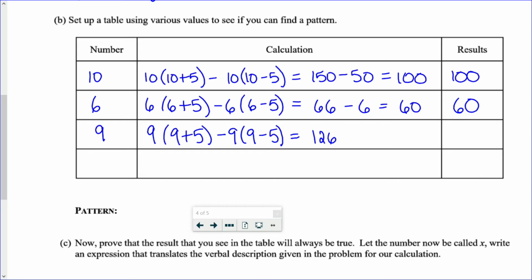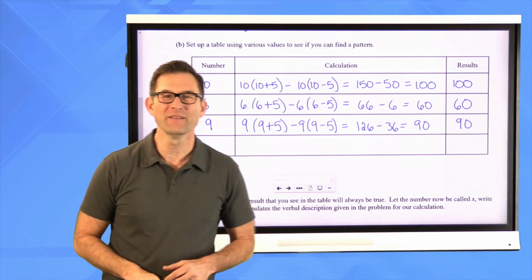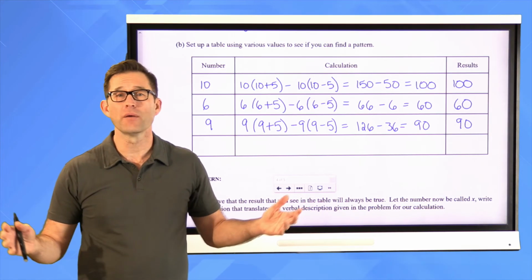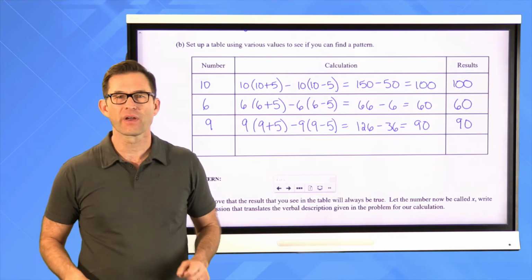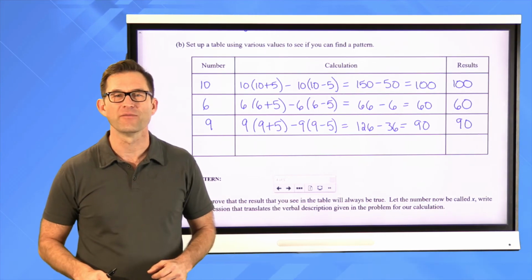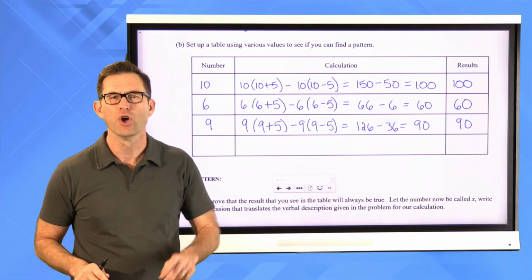I think so. And then 9 times 4 is 36. That one I know off the top of my head, and that'll be 90. So when I start with 9, I get 90. Okay? And let's do one more. Actually, forget about it. I'm going to go with a number less than 5. Whatever. I'm going to go with the number 2.